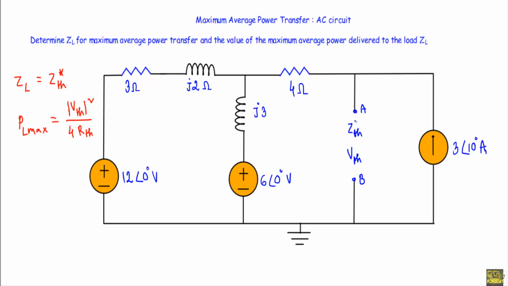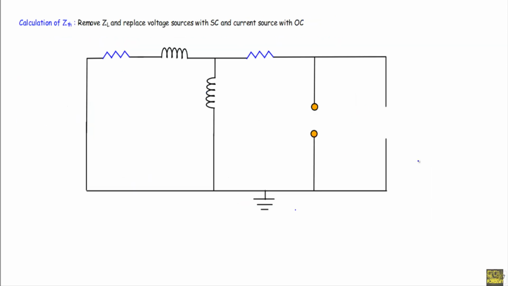While calculating ZTH, I will replace the current source with an open circuit and voltage sources with short circuits. So at first we will remove the load impedance ZL and replace the voltage sources with short circuits and current sources with open circuits. So our circuit will look like this. We replace the current sources with open circuits and voltage sources with short circuits, and we will calculate the Thevenin impedance with respect to these A and B terminals.